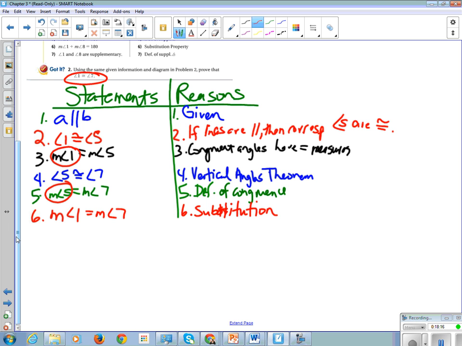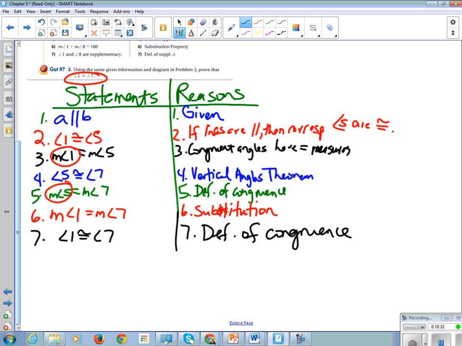Sorry, I was trying to solve stuff. And then we can say angle 1 is congruent to angle 7. That's the definition of congruence. All right. Boom.